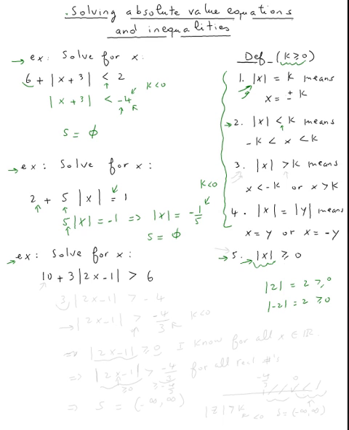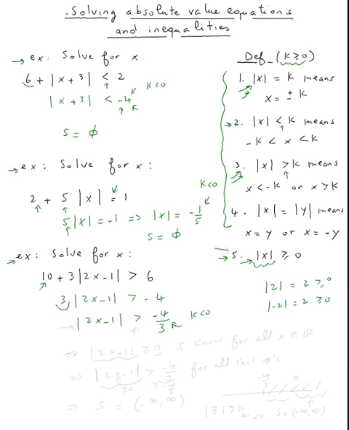Same thing. It's strictly bigger. We think most likely we're going to use number 3. So we have to get rid of the 10. So 3 times absolute value of 2x minus 1 is strictly bigger than 6 minus 10, which is negative 4. I need to get rid of the 3 to make it look like number 3. If I divide by 3, I get negative 4 over 3. Now again, my k happened to be negative.